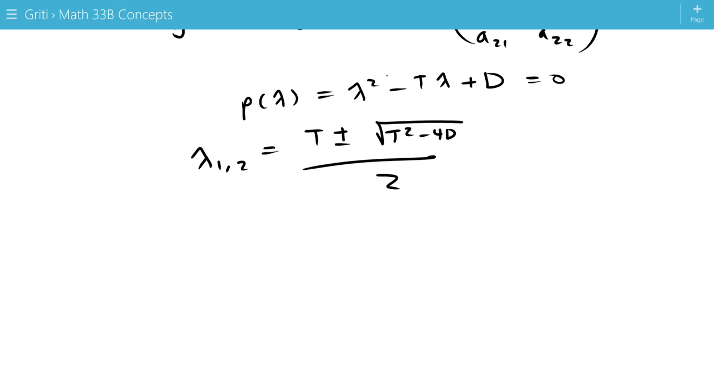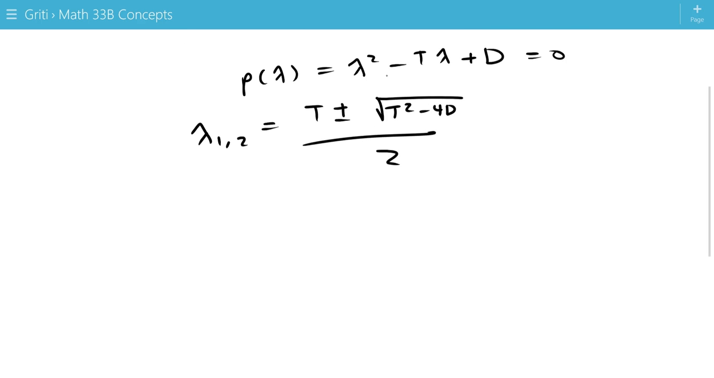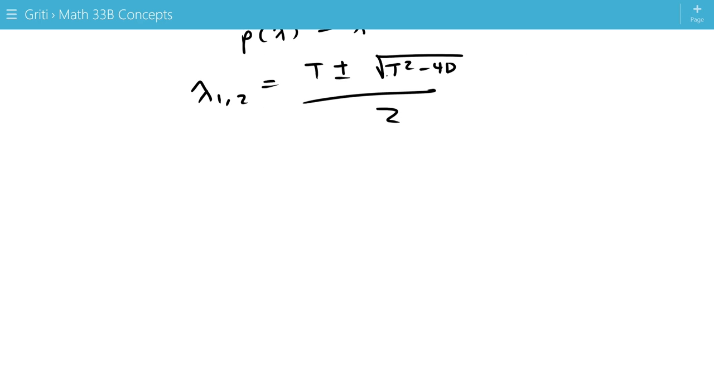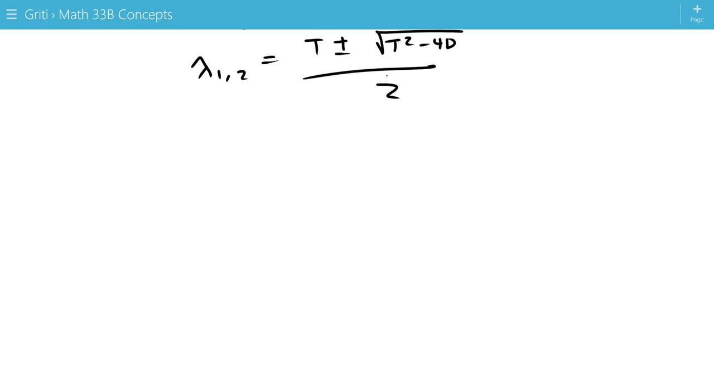The nature of the solutions depends entirely on t and d. As we saw in the last video, the phase plane portraits, the solutions had different behaviors depending on the eigenvalues, and the eigenvalues are determined by the trace and the determinant. So we can show this graphically.